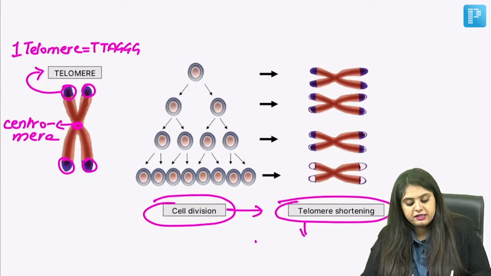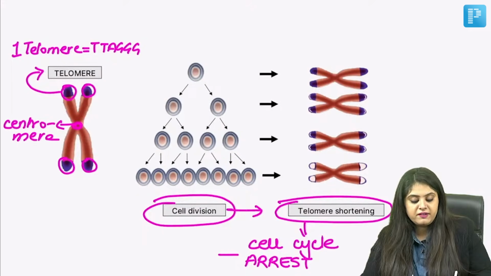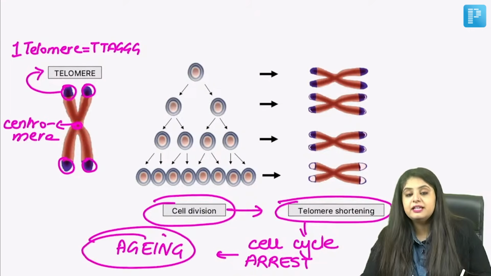That is when your cell cycle will say, no more cell cycle. There will be cell cycle arrest. Now if there is no telomere, your cell will not divide, and that is the reason that all of us are becoming old. That is the reason for aging that we have.